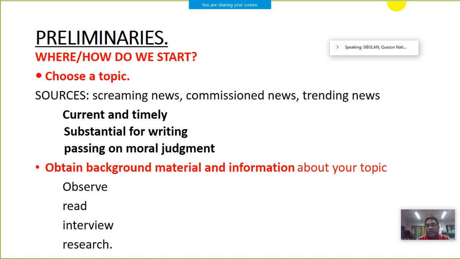The moment that you turn on your TV, the moment that you turn on your radio, or the moment that you pass by a newspaper stand, you scan through the pages, the headlines. So that's screaming news. It follows you. Naturally, you would know them. Then commissioned news, these are news being made by some organizations such as surveys and researches.